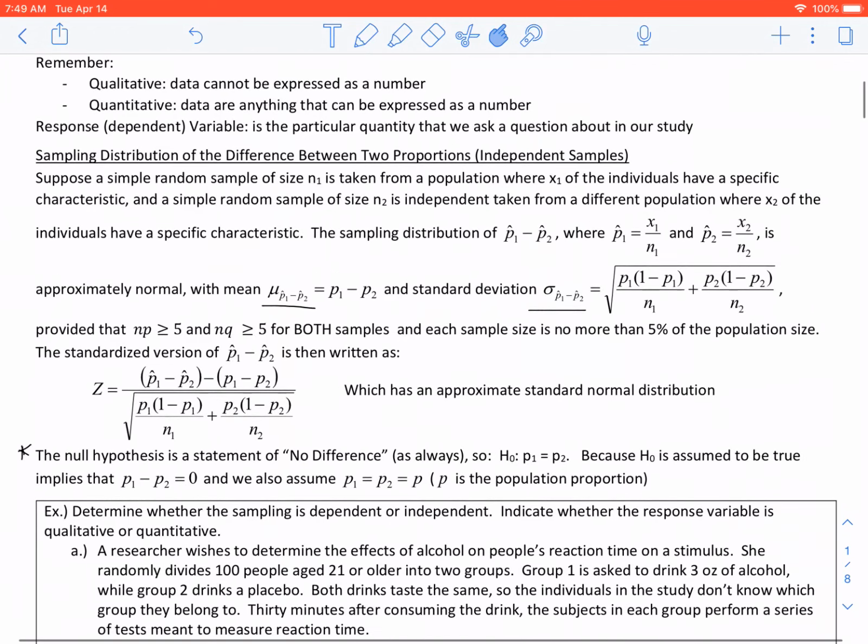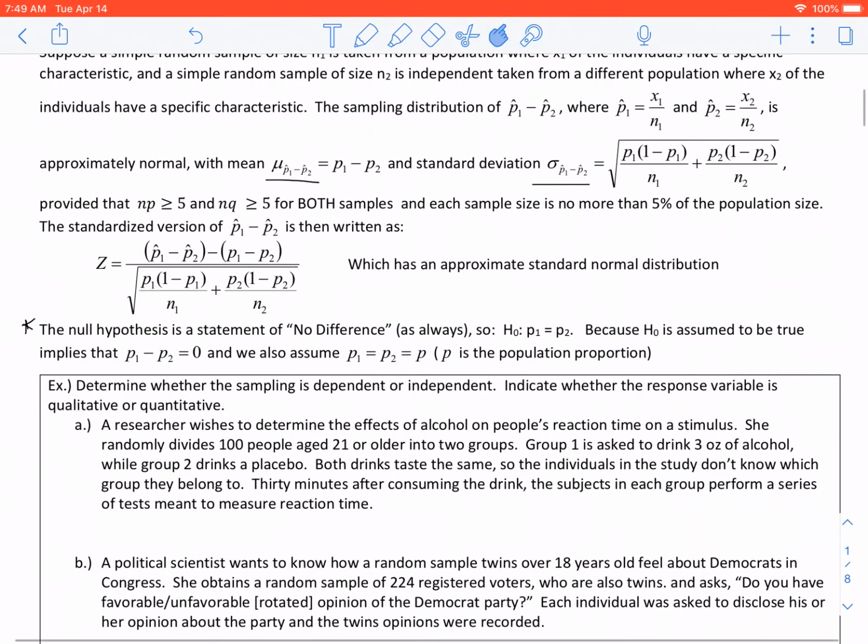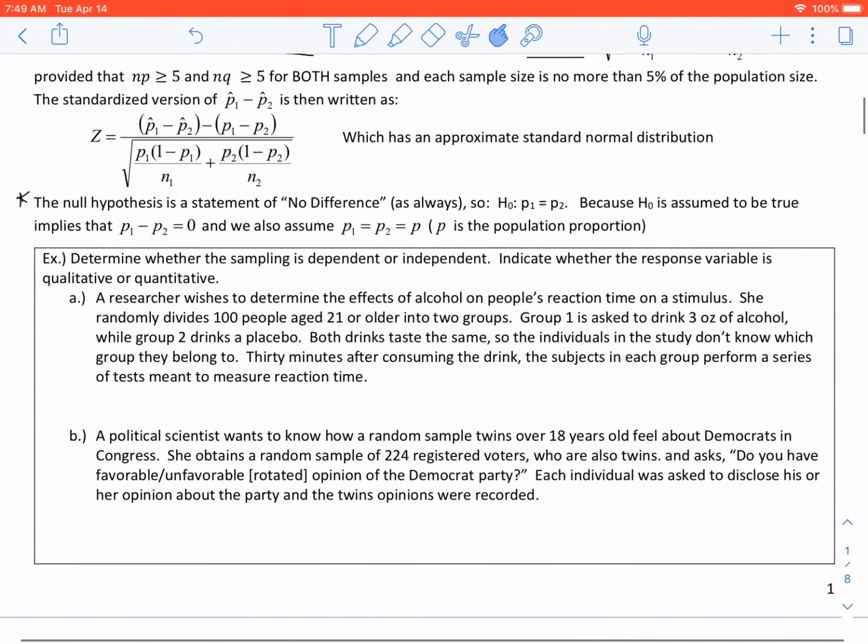Again, not as big of a deal for you with the formulas, because we do use the calculator, provided that we still have criteria that we need to read through and make sure are met before we can go through with the test. So I'll let you look that over on your own.